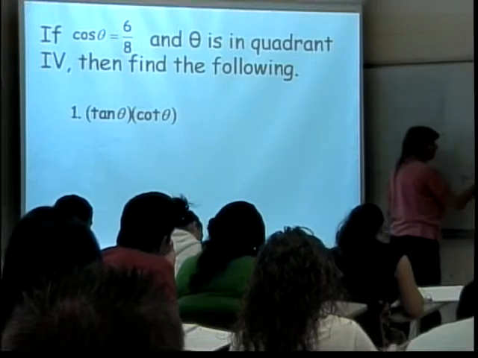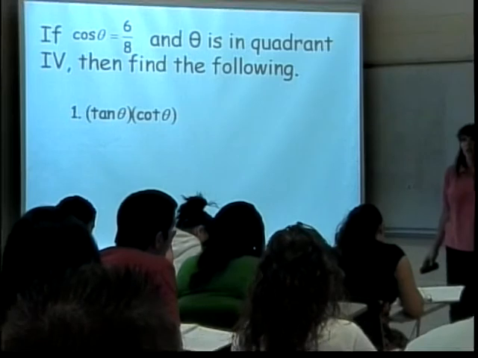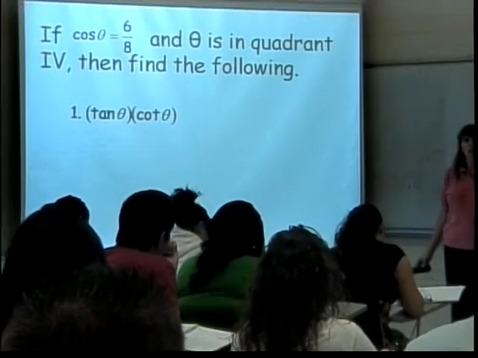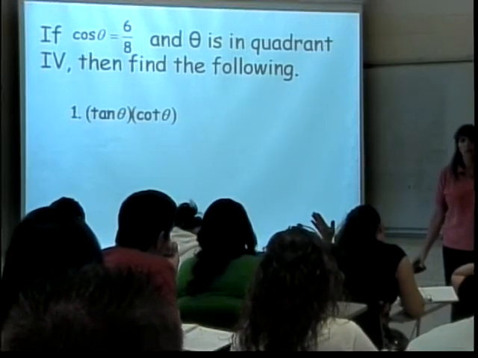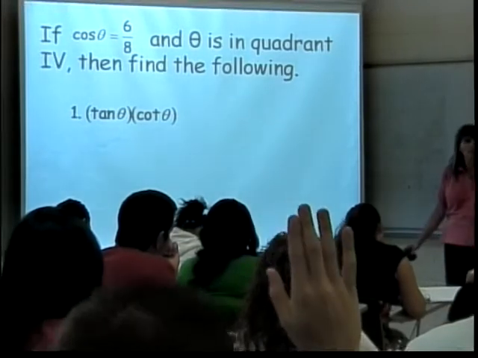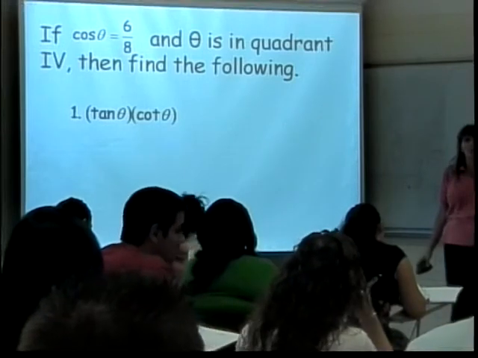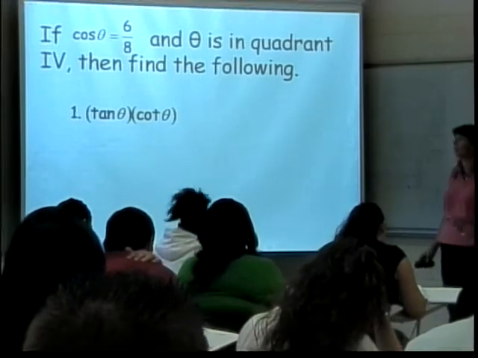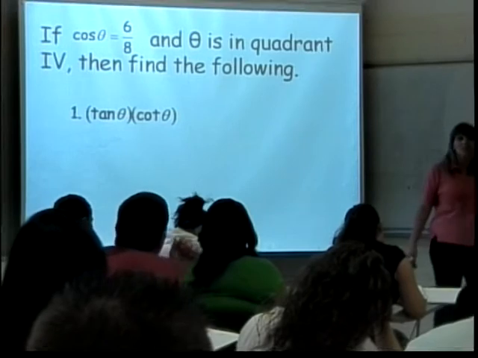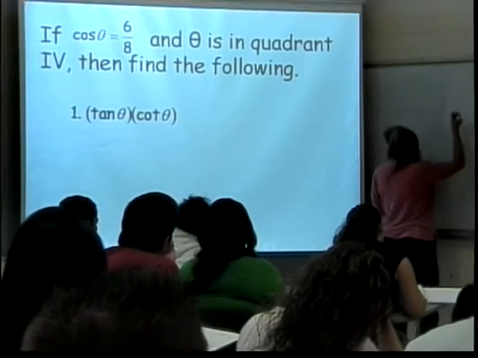How many of you want me to draw a triangle to work on this? How many of you want me to use my unit circle to work on this? How many of you think I can do this without doing either of those? Why can I answer this question without actually dealing with the fact that the cosine of theta is 6/8? Because they're inverses, and if you multiply them, you're going to get 1, depending on what quadrant you're in.